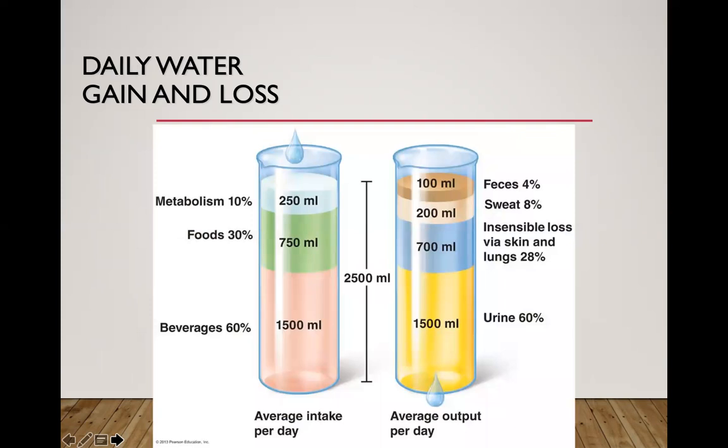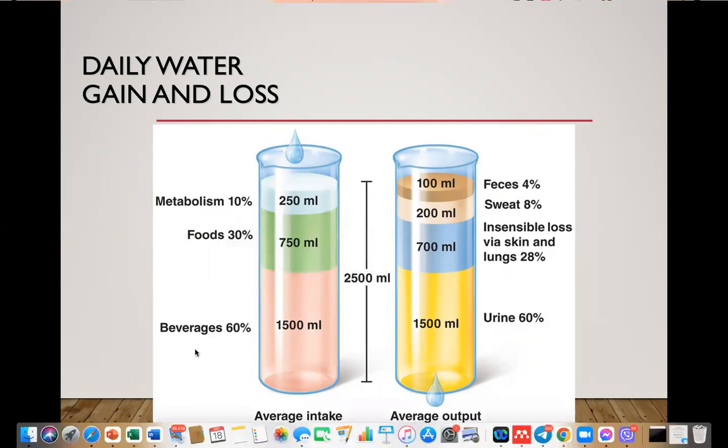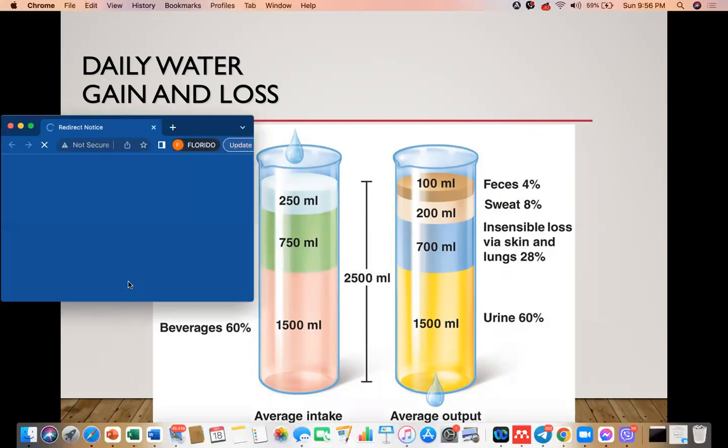So if you look at this diagram, 10% is from metabolism of water, around 250 ml, from the moist food that we eat around 30%, and for beverages around 1,500 ml.